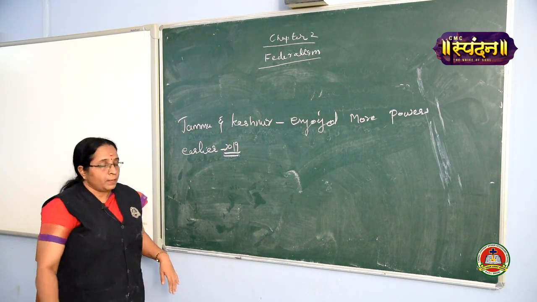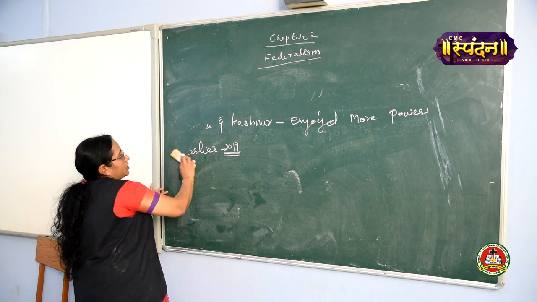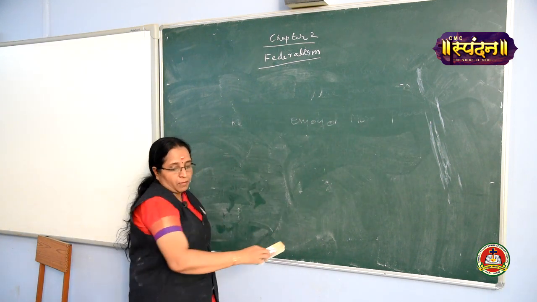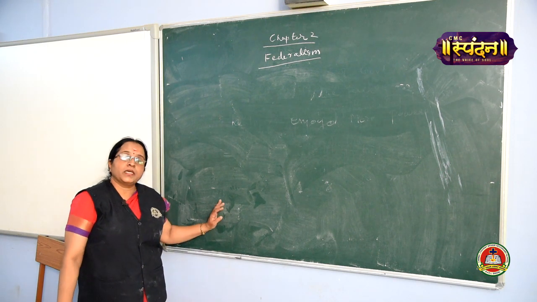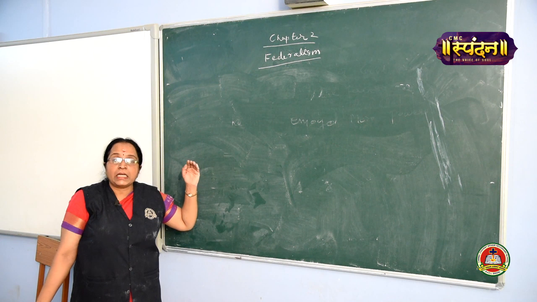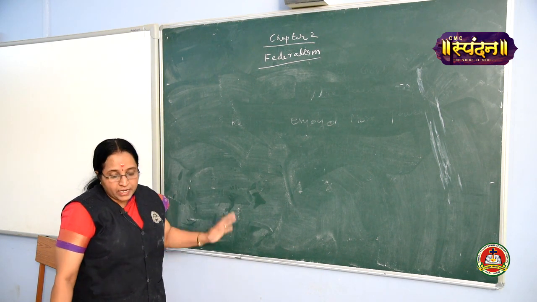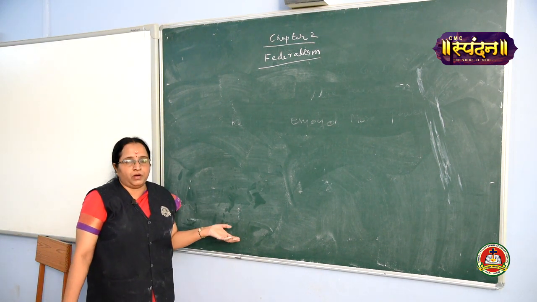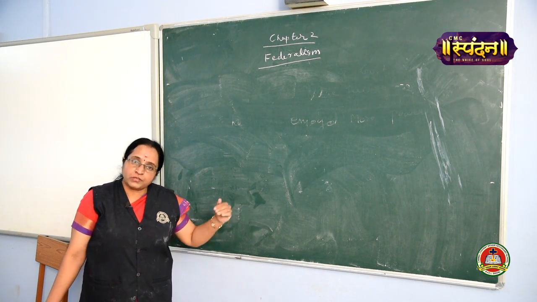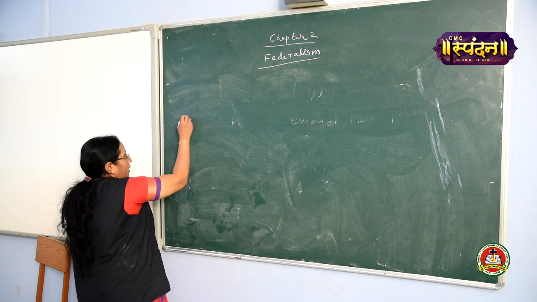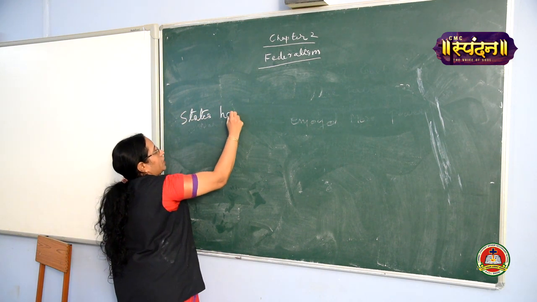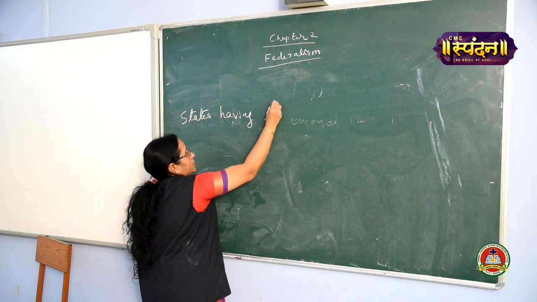Now see, we spoke about the states which enjoy more powers, isn't it? But now we are speaking about some states which have very little power. They come under the rule of central government. Some are having little powers.